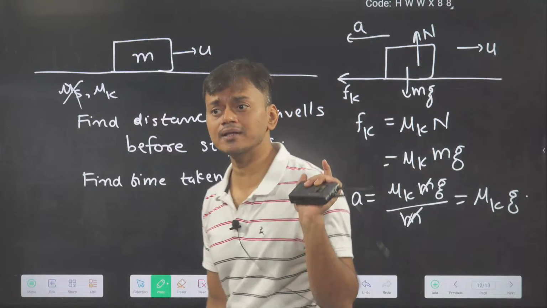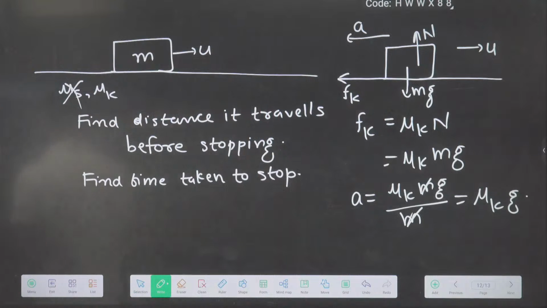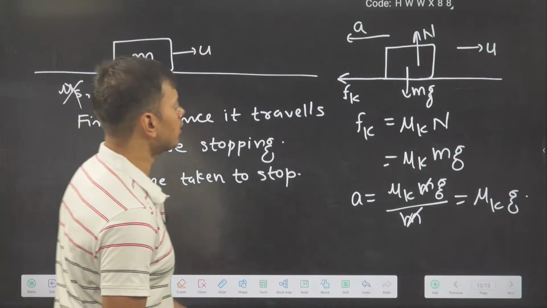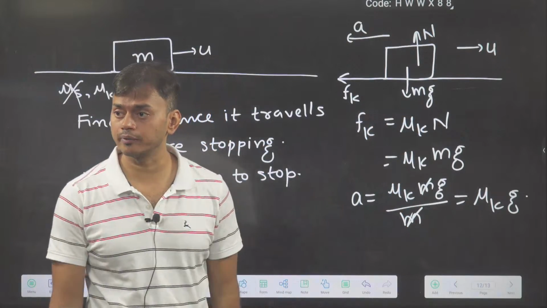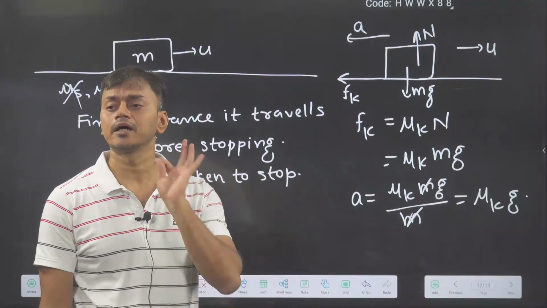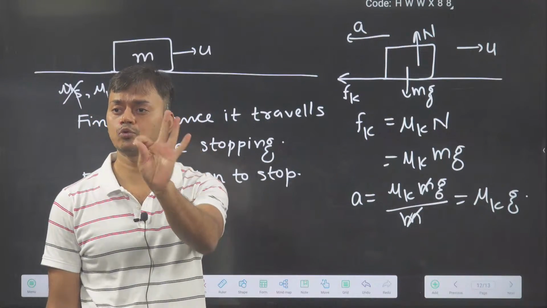Okay, so you can remember this thing: kinetic friction causes how much acceleration? Mu into g, and since it is kinetic, mu is mu k. So no need to write these steps in the exam situations after now you are solving. Just directly write: acceleration produced due to friction is mu into g.